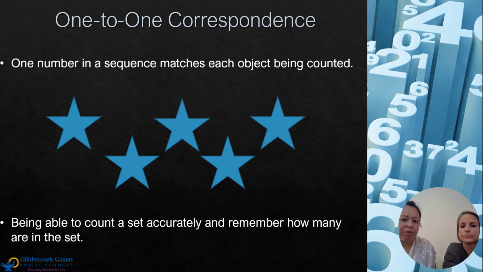So in a classroom, if you have these stars out and a student says 1, they can match the number 1 to the star. 2, they can match the number 2, 3, 4, 5. So they're matching the object with the number.